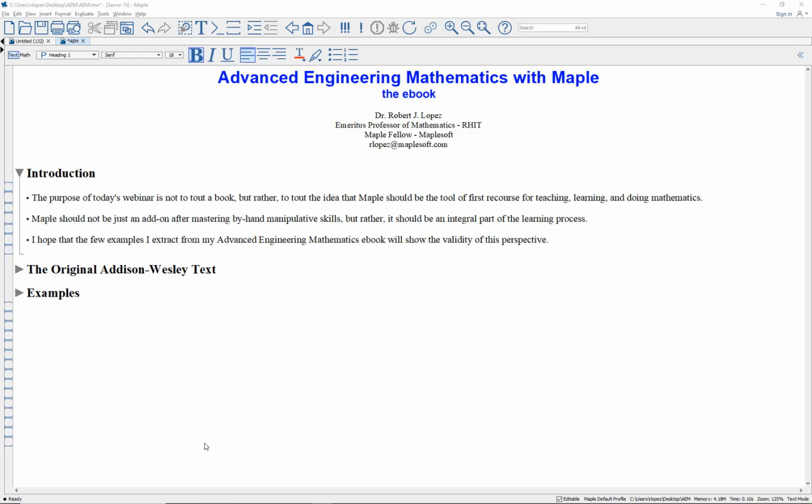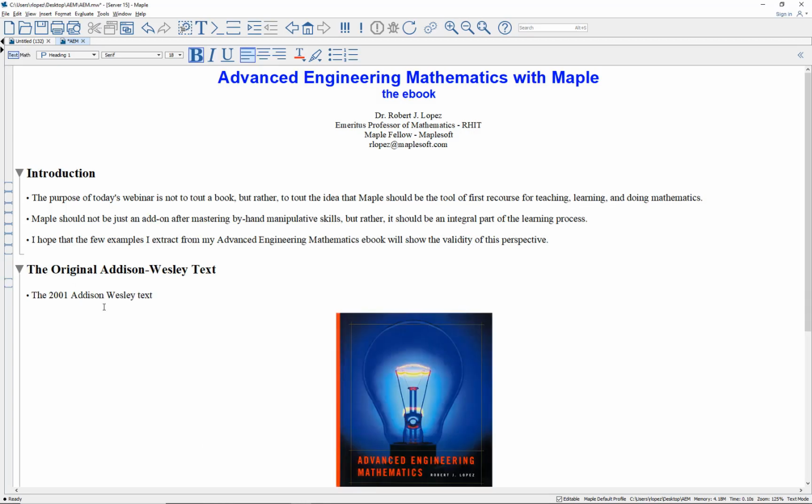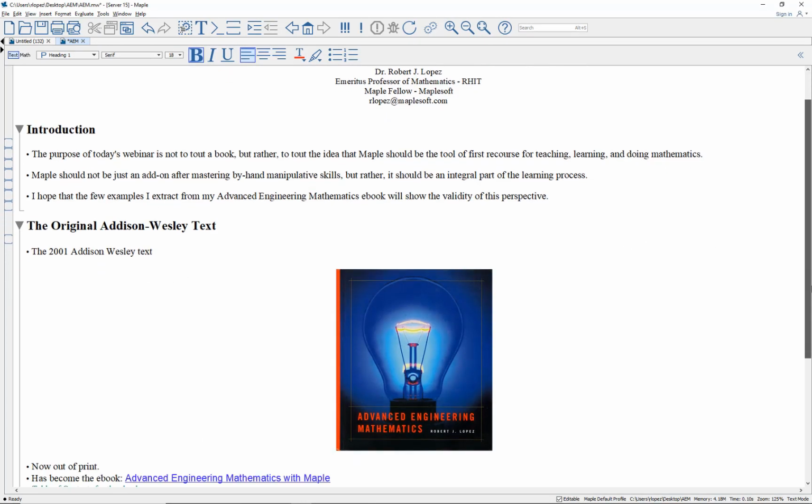Maple shouldn't be an add-on after you master by hand manipulative skills. It should be an integral part of the learning process. How am I going to get that idea across to you? Well, I have a few examples that I've extracted from the ebook, and I hope that these examples will convince you of the validity of this perspective, that it's better with Maple integrated in what you're doing than simply slapped on at the end.